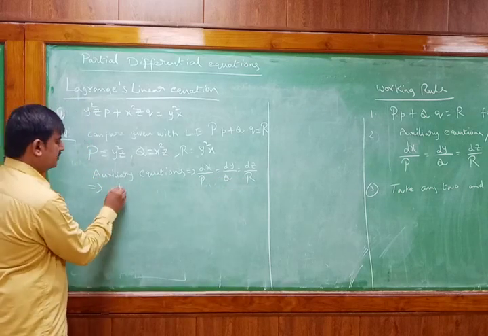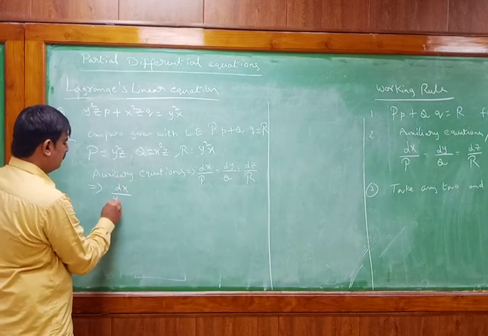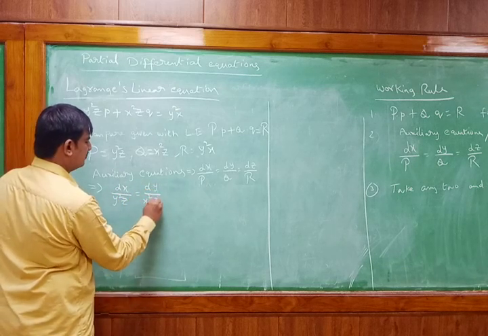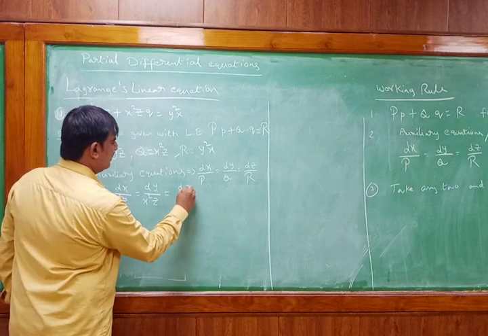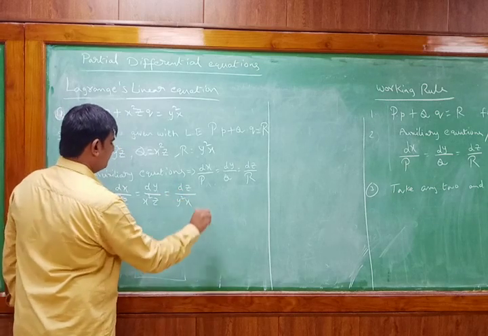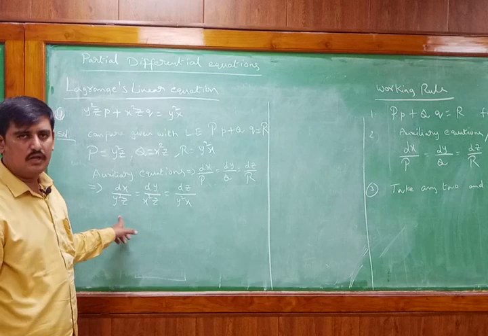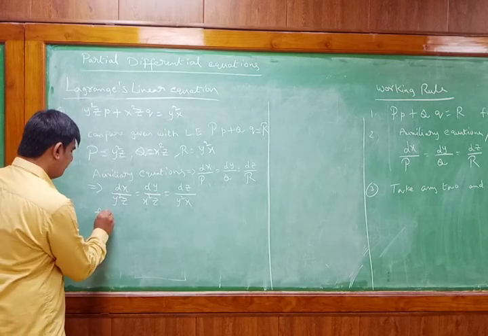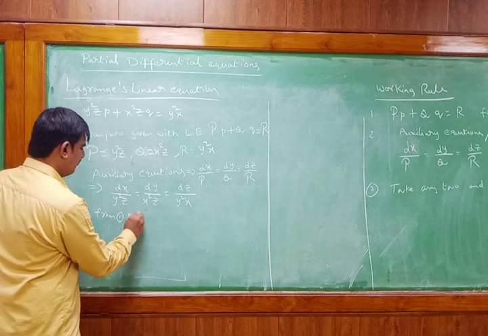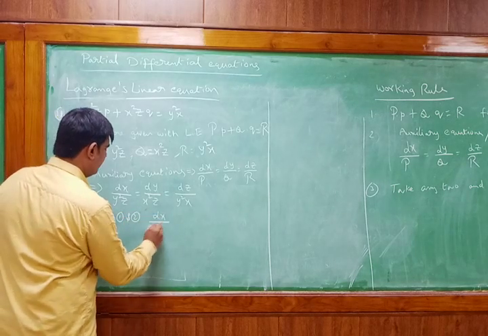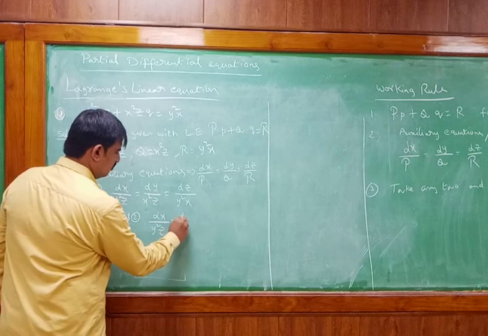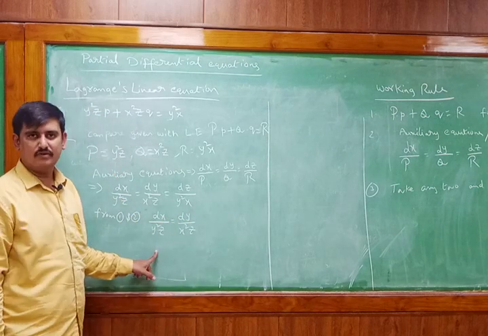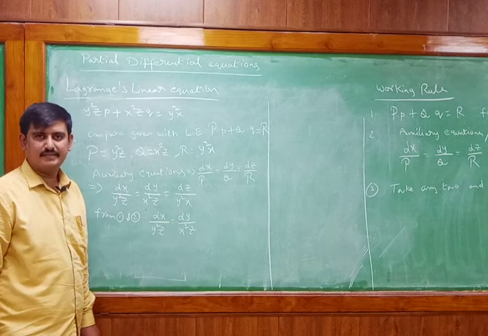So the auxiliary equations are dx by capital P equal to dy by capital Q equal to dz by capital R. So dx by y square z, dy by x square z, and dz by y square x. Okay, to solve for C1, take 1 and 2. From 1 and 2, dx by y square z is equal to dy by x square z.